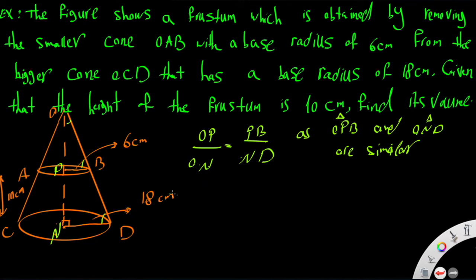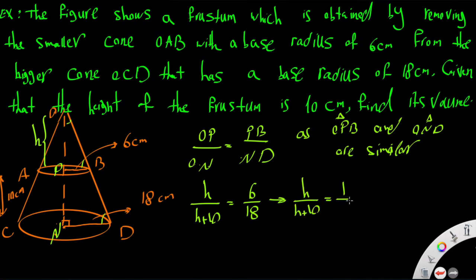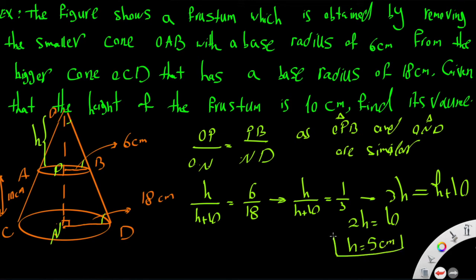Now I label this part H. So H over H plus 10 will be equal to 6 over 18. So H over H plus 10 will be equal to 1/3. After doing cross multiplication, it would be 3H equals H plus 10. So 2H is equal to 10, and H is 5 centimeters. So this will be 5 centimeters.